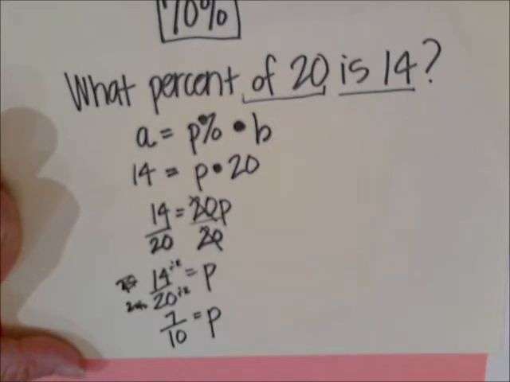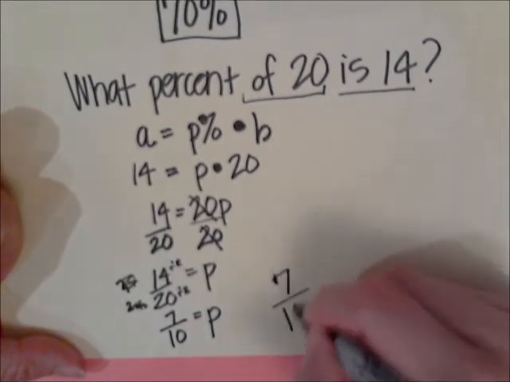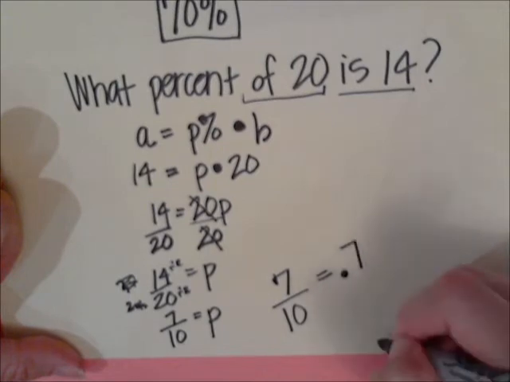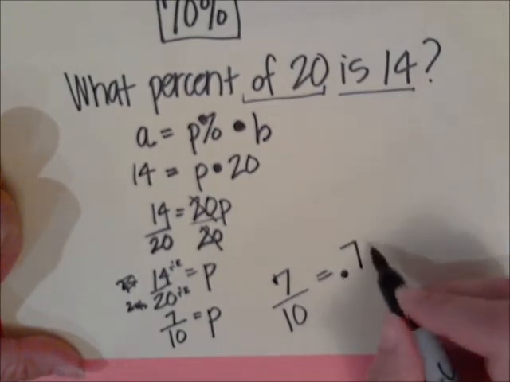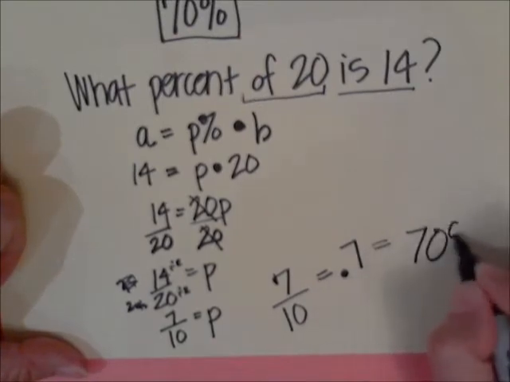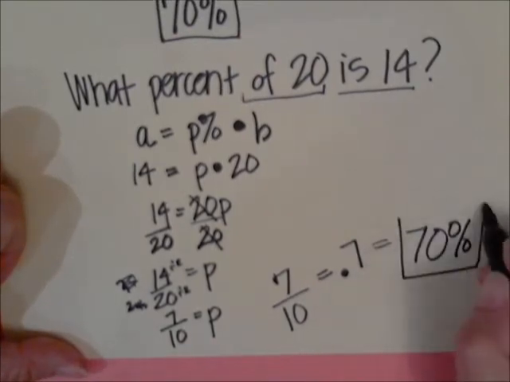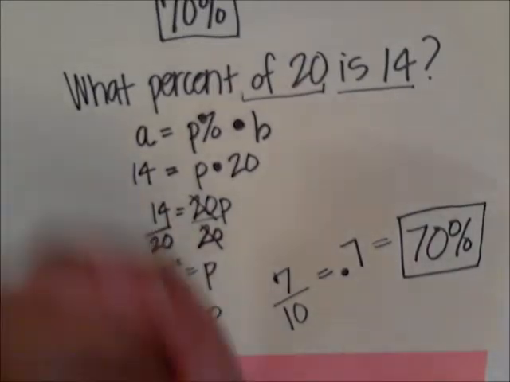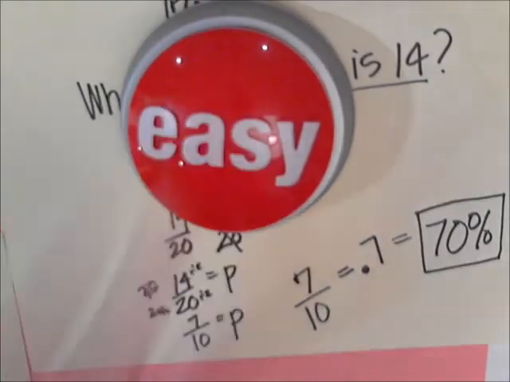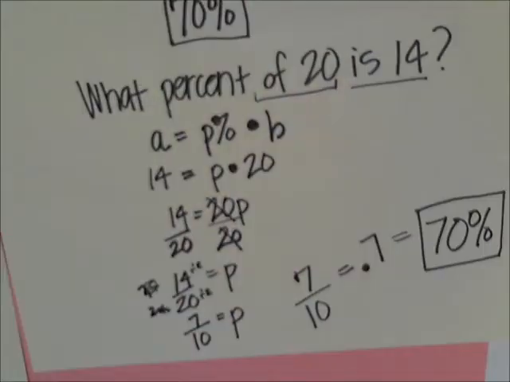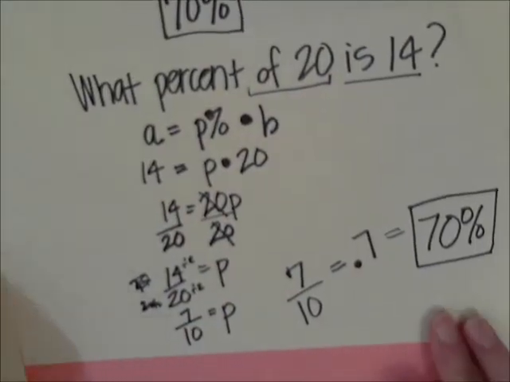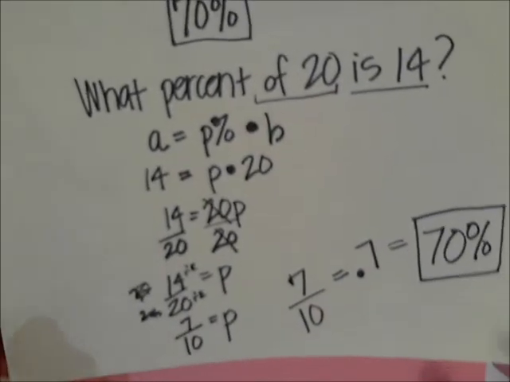Because I'm not done. So 7/10 is equal to 0.7, okay? And 0.70. What percent is 0.7? It is 70%. Oh, yeah. That was easy. I love my new button. Can you tell? Okay, let's go ahead and do some other problems with this percent equation.